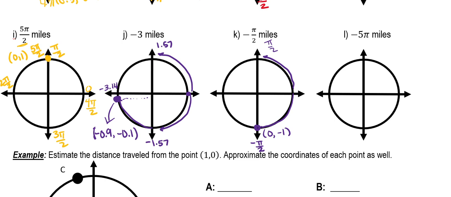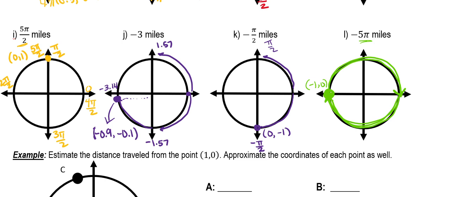Last one here, we got negative 5 pi, no problem. So go backwards, count in terms of pi. Now, okay, cool. So that's negative pi, negative 2 pi, negative 3 pi, negative 4 pi, and then negative 5 pi takes us right here. And that coordinate point is just negative 1 comma 0. Okay, that's enough walking for us.